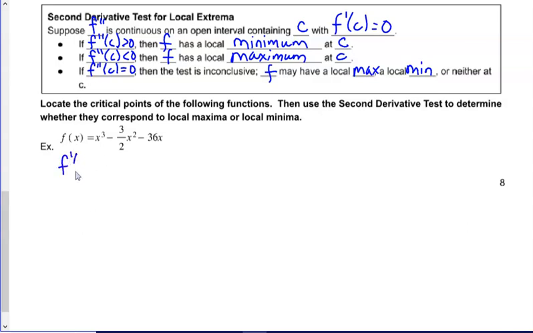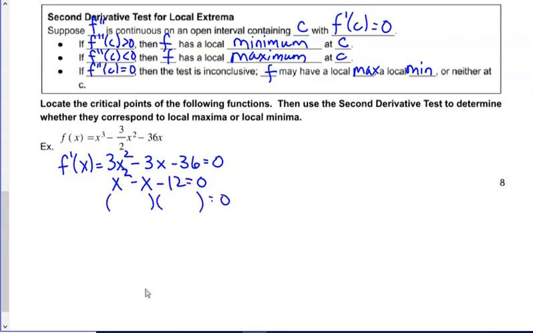Okay, so let's first find our critical values. Bring the 3 out front, we get 3x squared. Bring the 2 out, cancels this 2, leaves me with a 3x minus 36. I'm going to figure out when that's equal to 0. I'm going to divide everybody by 3 and get x squared minus x minus 12 equals 0, and I can factor to get my critical points.